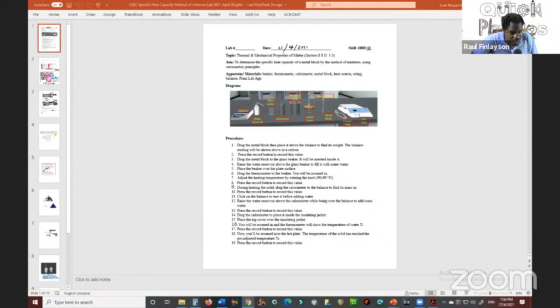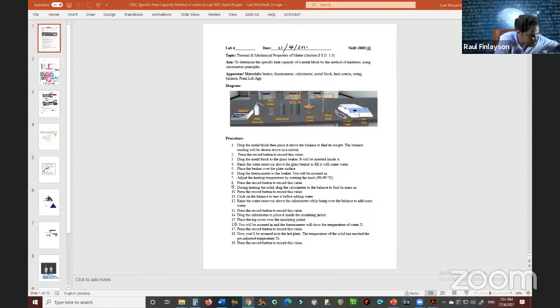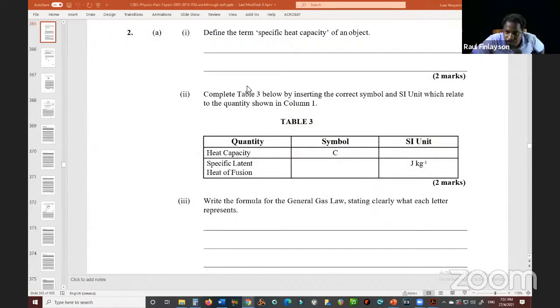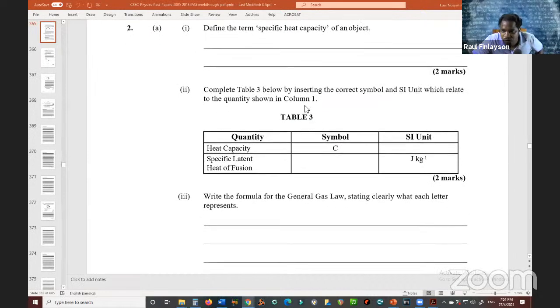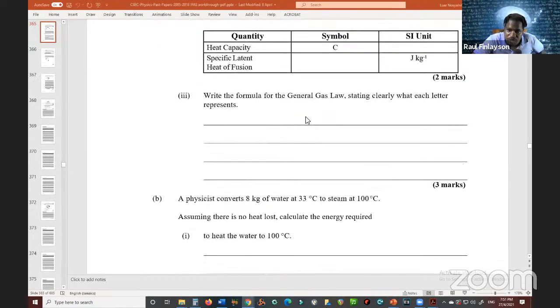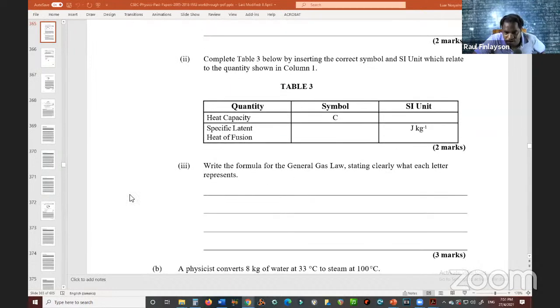So now, having done all of that, students, let me send this. We're now going to ask questions about this same thing, from the 2013 paper. These are the questions I asked, from 2013.